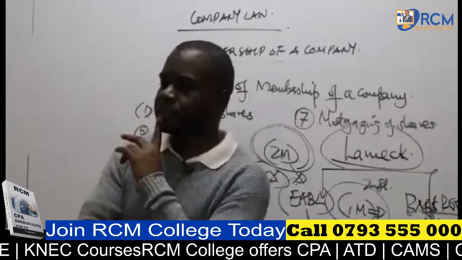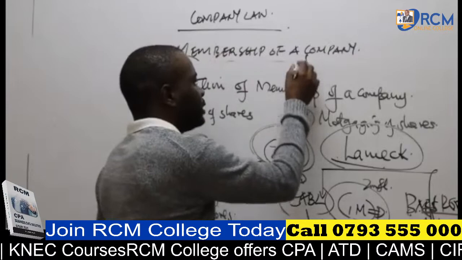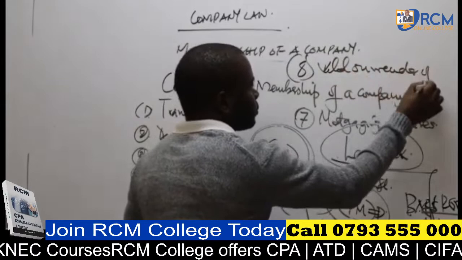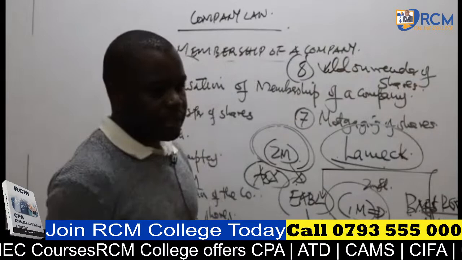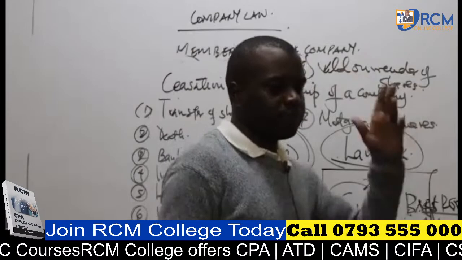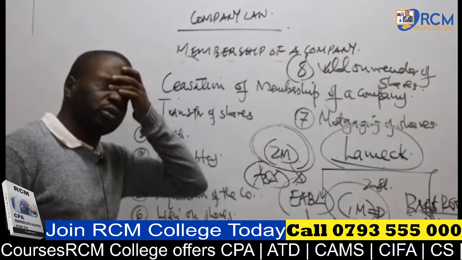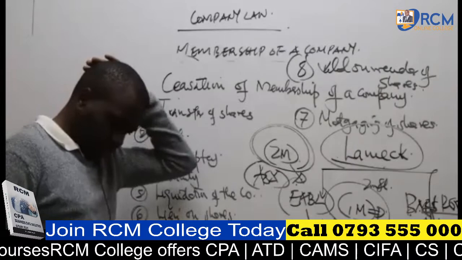So you can add another one, number 8, valid surrender of shares. So when you validly surrender your shares, you'll actually also lose membership of the company. Ukisare shares zako kwa kampuni, so maybe you just leave them, so you don't claim for them. So you lose membership of the company, valid surrender of shares.